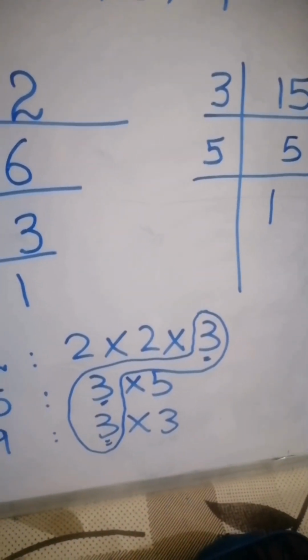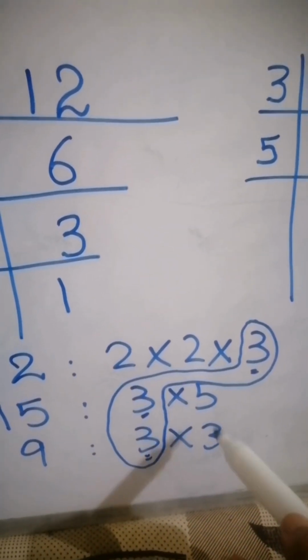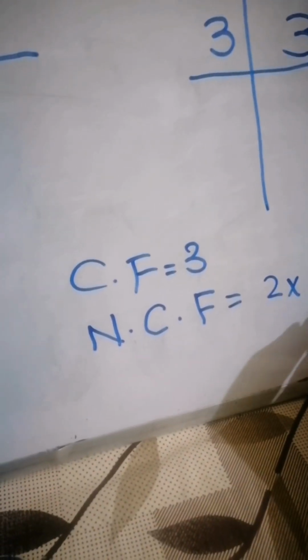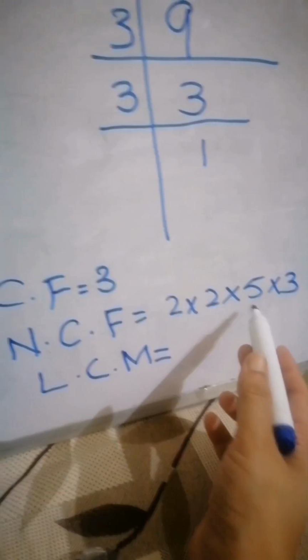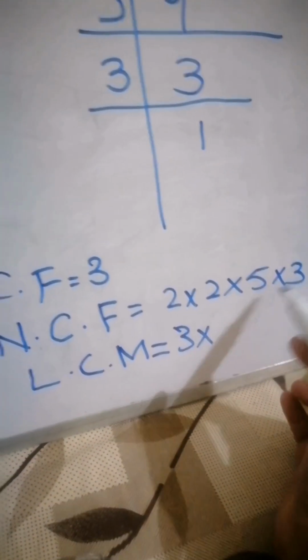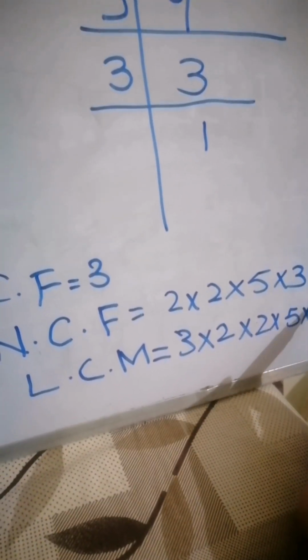Now whenever we want to find the least common multiple, we'll write all the common factors as well as the non-common factors. Now you can see that 2, 2, 5 and 3, these are the non-common factors. We'll write here in the non-common factors column 2 multiply 2 multiply 5 and multiply 3. These are the non-common factors. Now to find the least common multiple, we'll multiply the common factors with the non-common factors. It means we will multiply 3 with the rest of the non-common factors, that is 2 multiply 2 multiply 5 multiply 3.